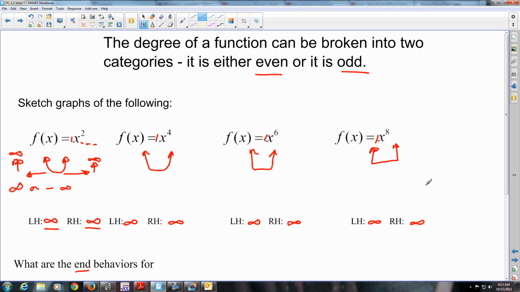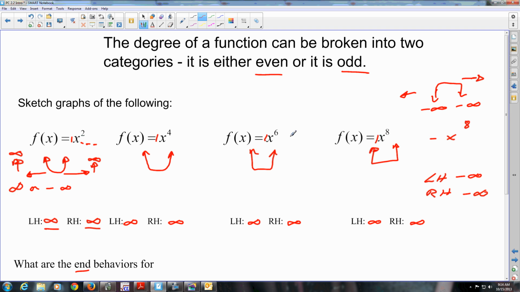If your graph had a negative leading coefficient, like this one I gave a bit ago, automatically you know the left-hand end behavior is going to be negative infinity, and the right-hand end behavior is also going to be negative infinity, because your graph is going to be doing this. As you go really far left, you're going down to negative infinity. As you're going really far right, you're also going down to negative infinity.